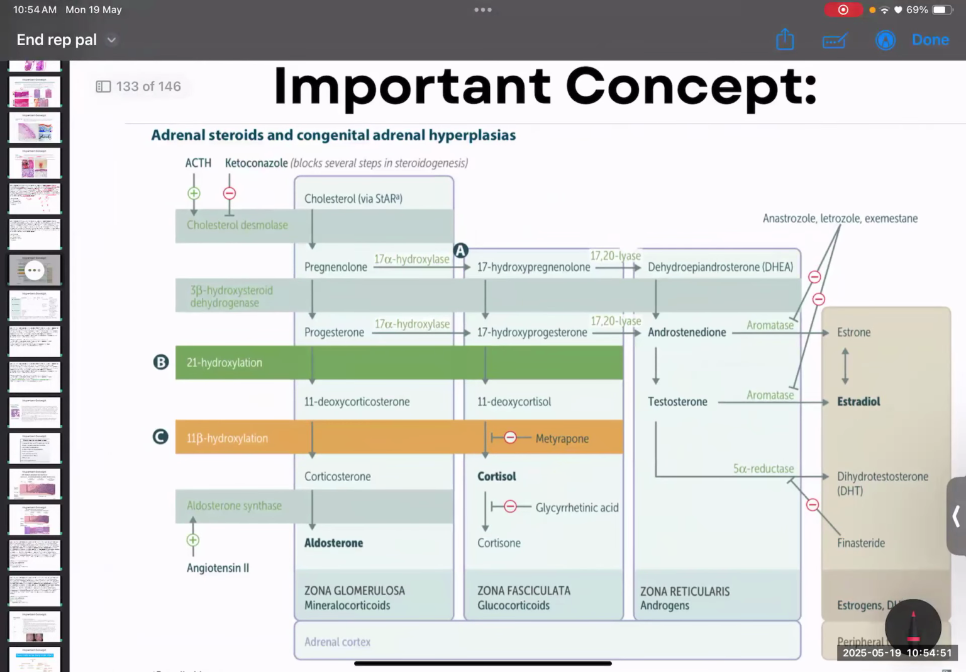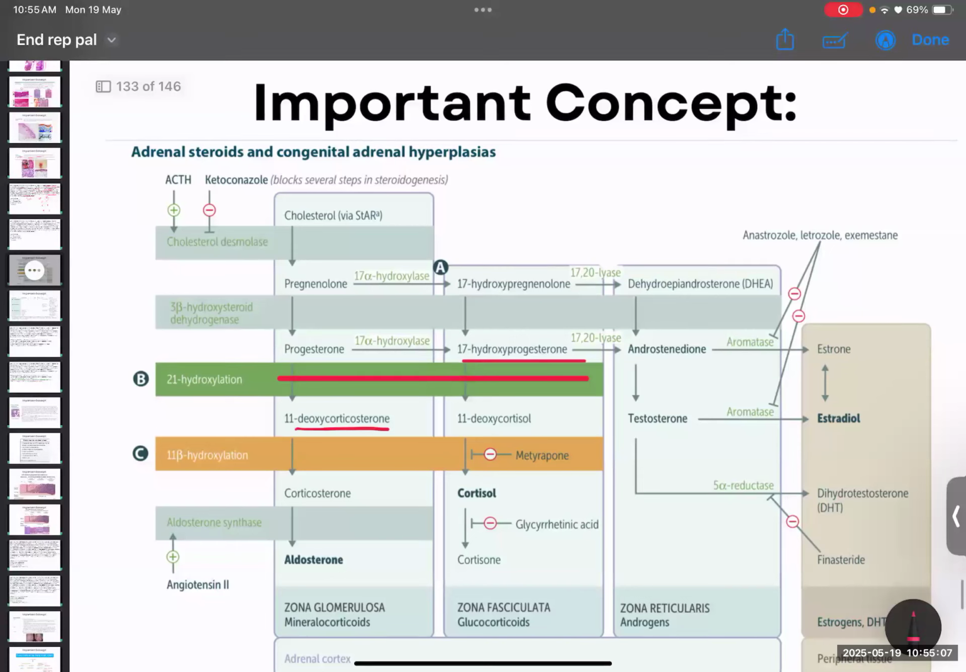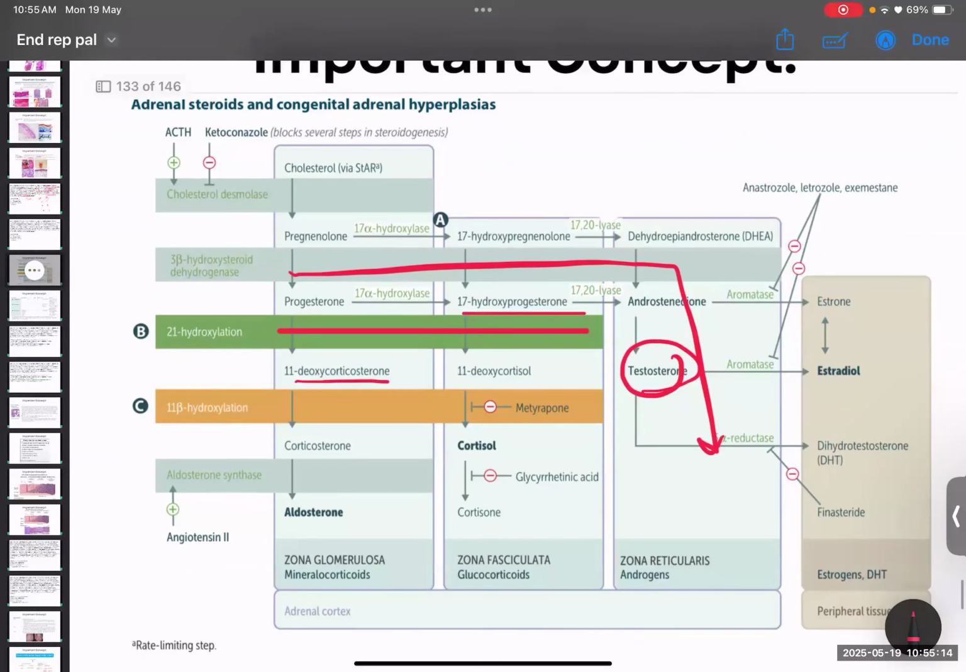So when we're talking about 21-alpha hydroxylase deficiency, we are basically inhibiting this pathway here. So your progesterone is not getting converted to 11-deoxycorticosterone. Your 17-hydroxyprogesterone is not getting converted to 11-deoxycortisol. So this pathway is completely blocked, and all of your things are shunted down to this pathway. So you have elevated levels of testosterone, and because this pathway is blocked, you're no longer producing aldosterone either.